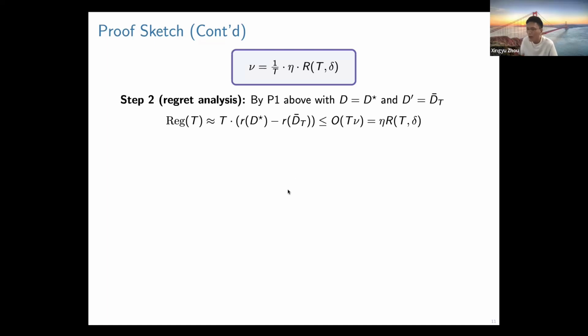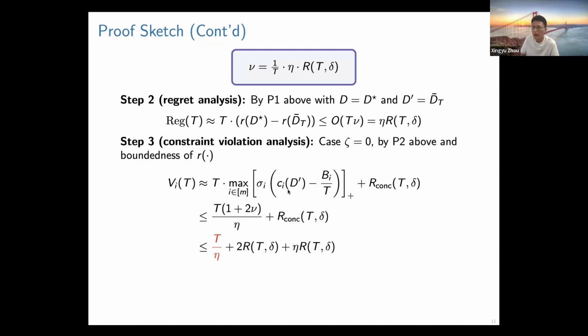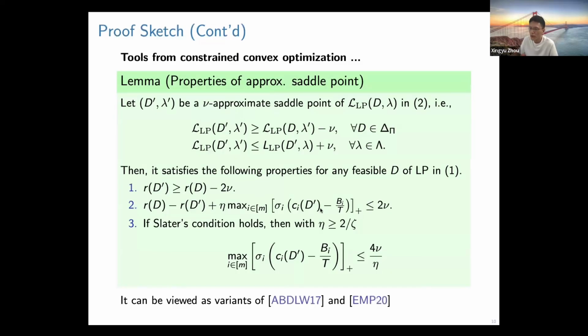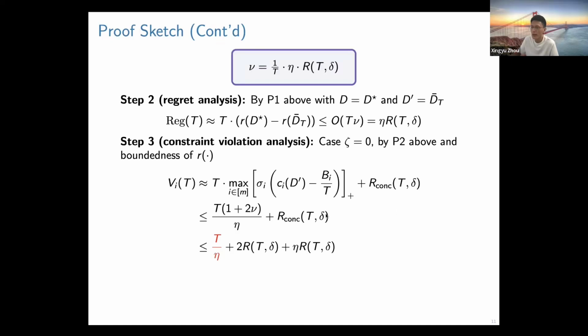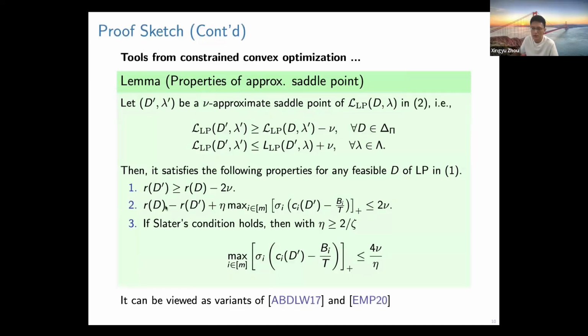Okay. For constraint violation, we have two cases. If the data equals 0, then by property 2, the key here is that we want to bound this third term. We know that the reward is upper bounded by 1, so we can replace this one by -1, and move it to the right hand side. That's the reason why we have 2 nu plus 1. This 1 comes from this naive bound on this term.